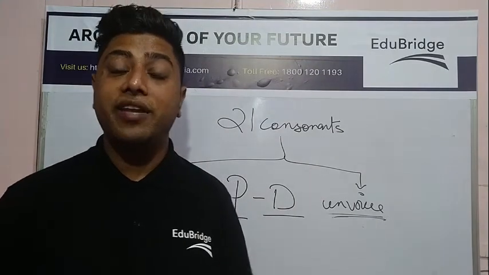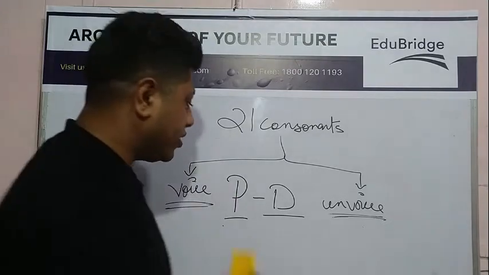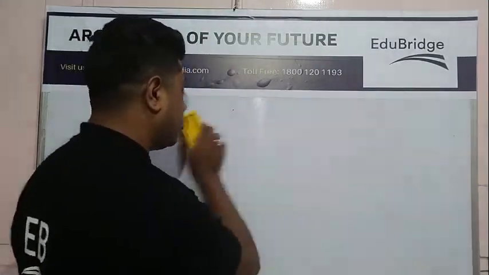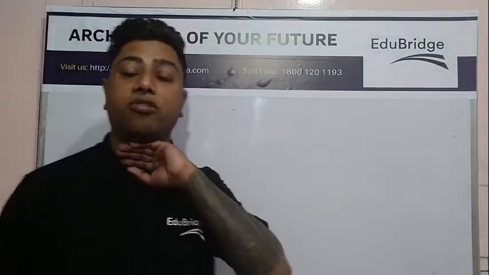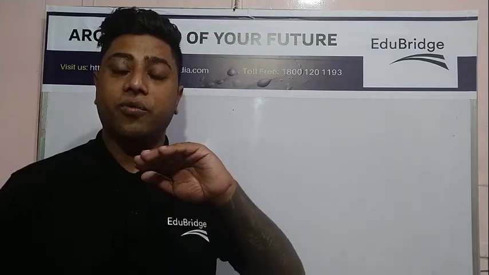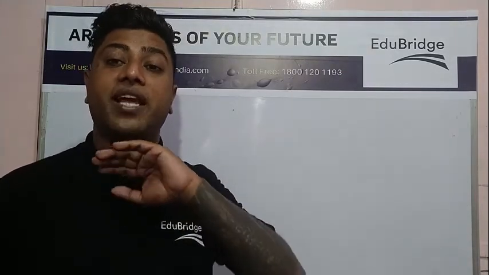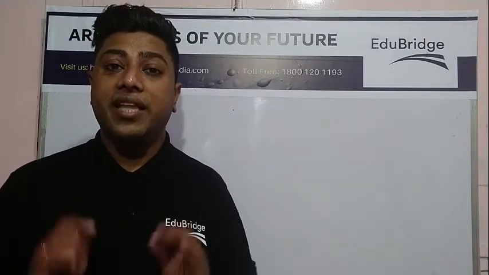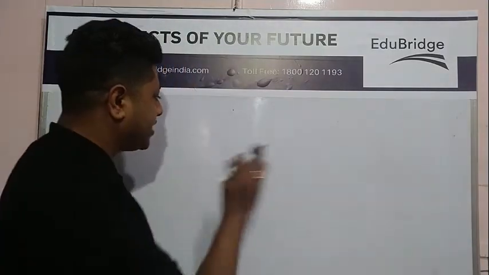Now how to identify how many voiced and how many unvoiced sounds we have? What we are going to do is simply write down the consonant sounds, keep our hands on our throat, and start pronouncing them. Whenever you feel a vibration, that's a voiced sound. Whenever you don't feel any vibration on your throat and you're using your lips to produce that sound, that is known as an unvoiced sound. Okay, so let's take a small example.